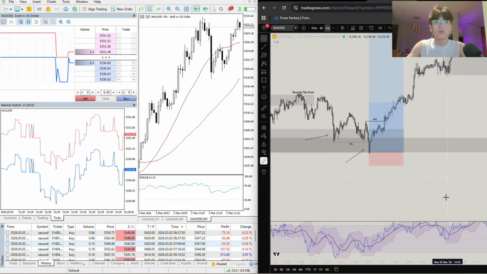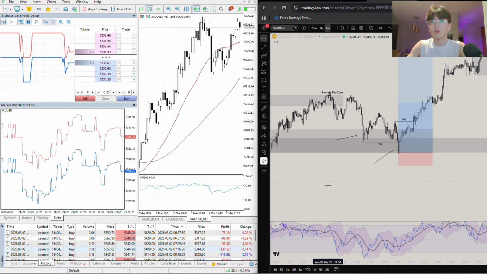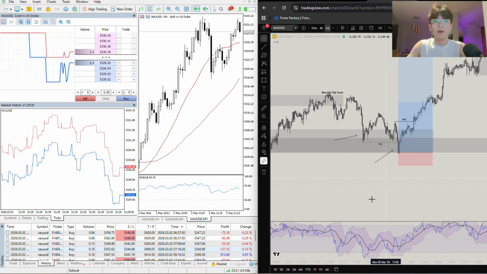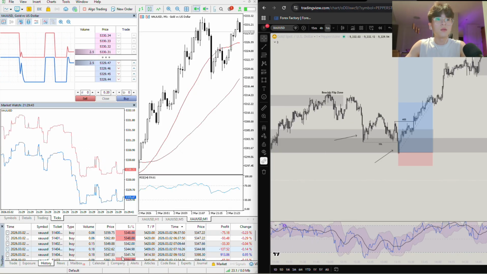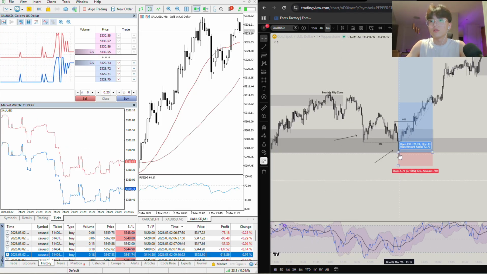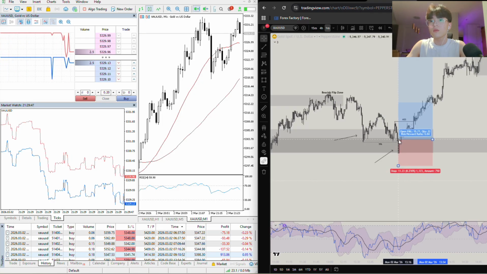But unfortunately I got stopped out, like I said, and subsequently I took a very high risk buy entry here, 4347, which is around here.